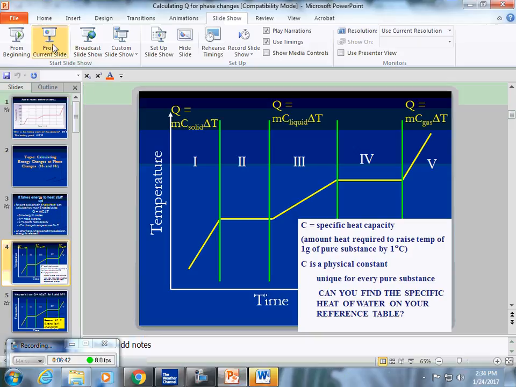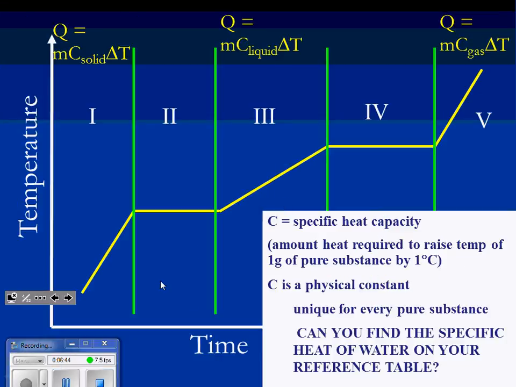Let's go back to the PowerPoint. Okay, so now we've checked out the reference table, and we can see that in part 1 of this graph, and you don't know yet what part 1, part 2, part 3, part 4, and part 5 are, they're just different parts of a temperature, a boiling and melting point graph. As I can see right here, the temperature is increasing, okay?